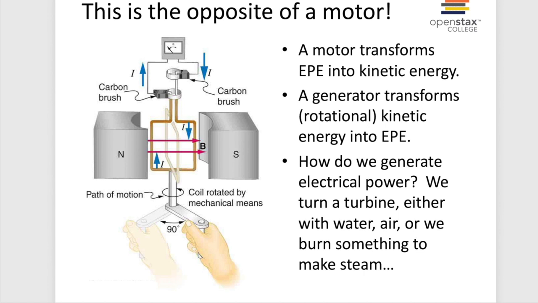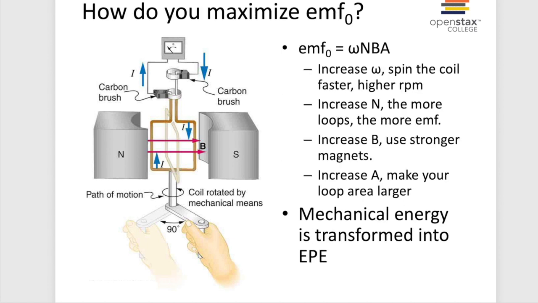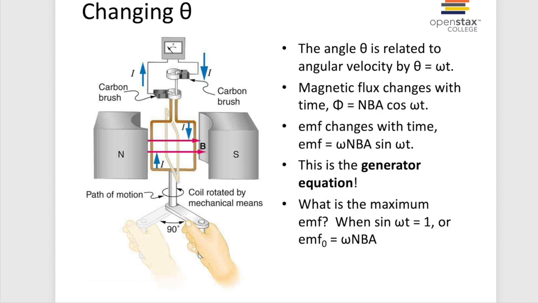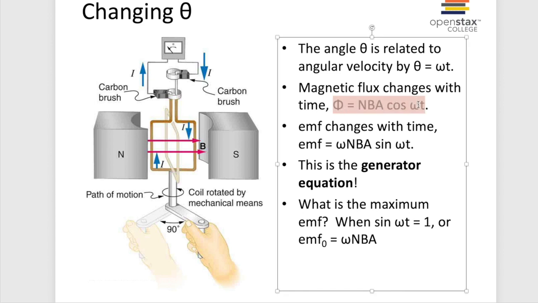We can calculate how much it oscillates, or how much energy we get out of that oscillation, using a generator equation. Now, I went too far ahead. The change in flux that we are going to obtain from this depends on how fast it's oscillating, how fast you're spinning that handle. So flux equals NBA cosine omega t.